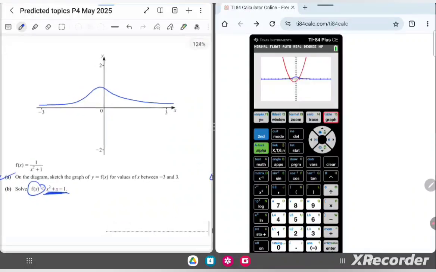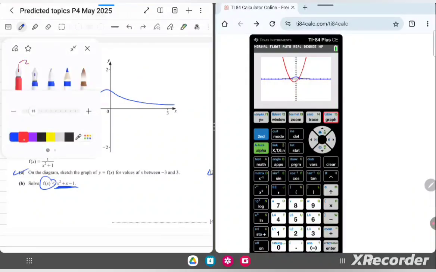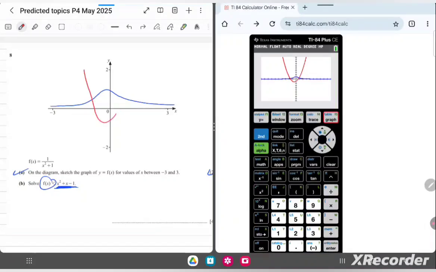As you know, x squared plus x minus 1 is a quadratic equation, which is a parabola. Since x squared is positive, it will look up like this. Let's make it with a different color. So we know that it will look up like that. And since there is negative 1 there, it means the y-intercept is at negative 1. Okay, so this is the sketch.